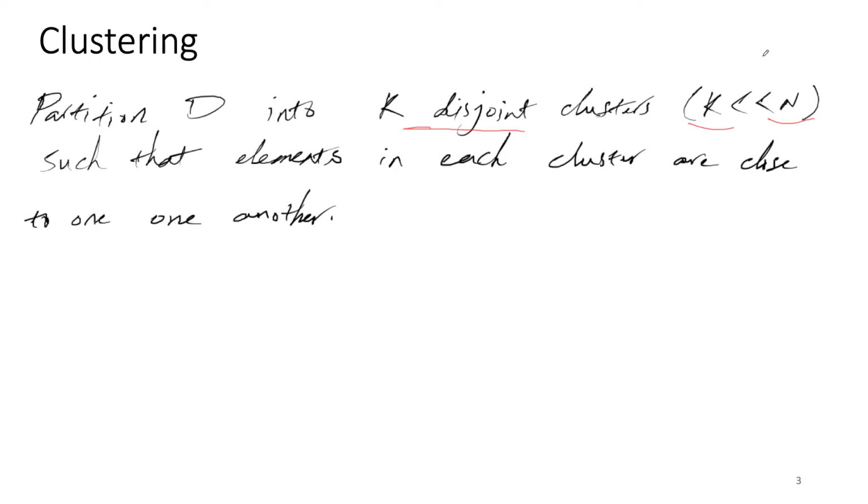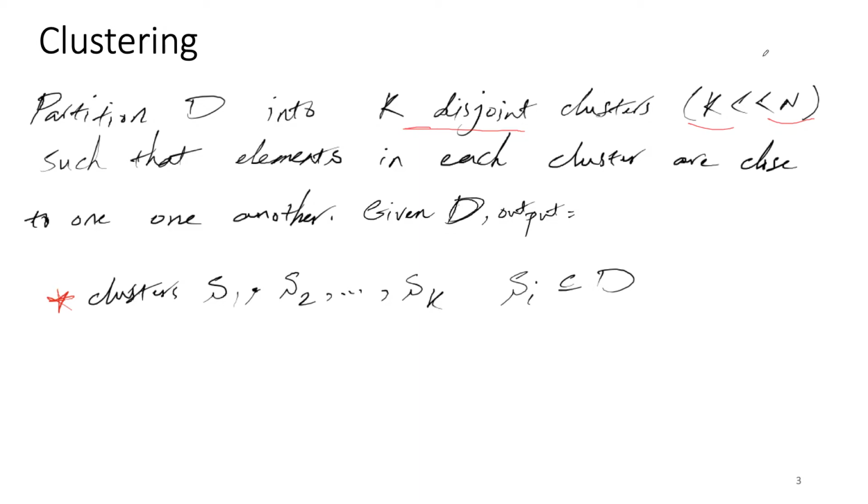We want to do this partitioning such that elements in each cluster are close to one another. If you draw it in a graph, by distance we mean they're close to each other in their respective dimensions, along their respective axes. Now, given our data set D, we want to output some clusters, which we call S1, S2, up to Sk, where K is the number of clusters. All these Si's are subsets of D, our data set.